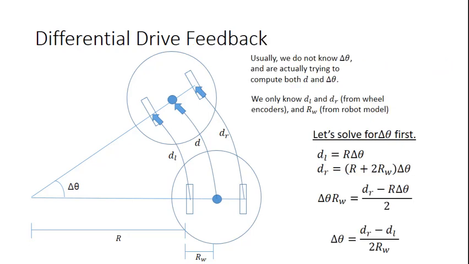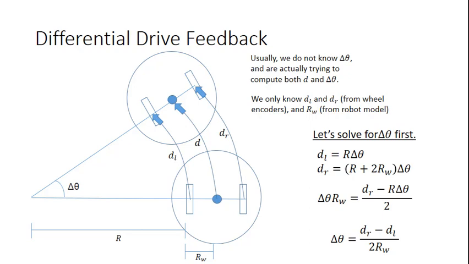But most of the time we don't actually know delta theta, and we're trying to compute both d and delta theta. So even though we have those formulas, we can't compute them directly. The only information that we have about the robot is dl and dr, and we get that from wheel encoders, and RW is part of the physical structure of the robot. So that is something that we always know. So we have to solve for d and for delta theta.